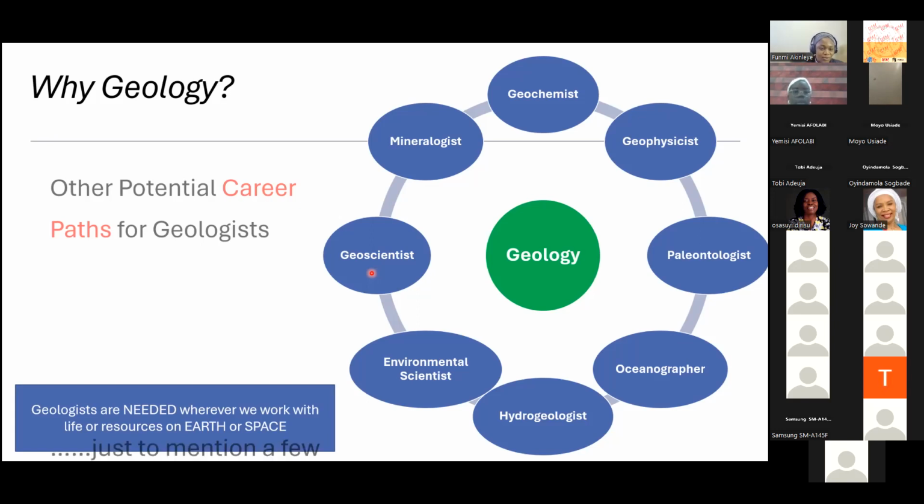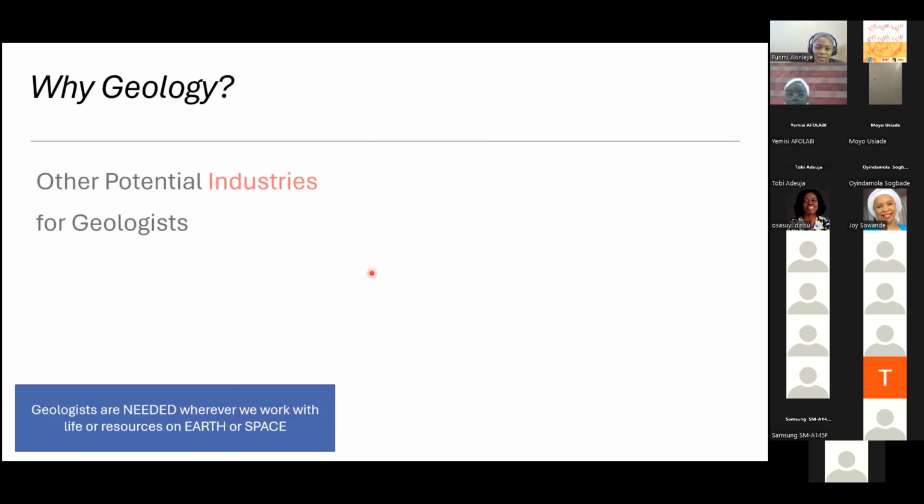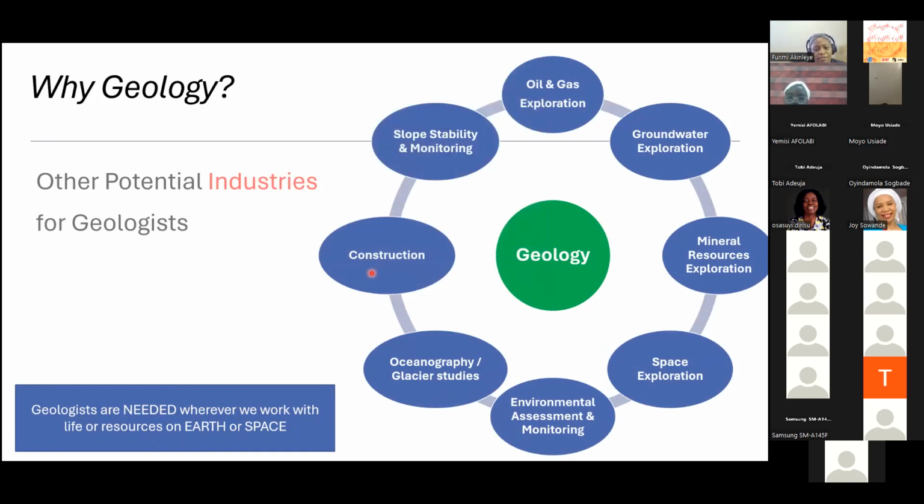Something that's also interesting is different industries for geologists. For example, I'm working in a mineral exploration company now. I can decide to move into space exploration. I can decide to focus on oil and gas or construction. So geologists have the potential to diversify the industry they work in. If you get bored of oil, you can go to water. If you get bored of water, you can go to minerals. So I feel like geology is one of the career paths that has the potential for that.